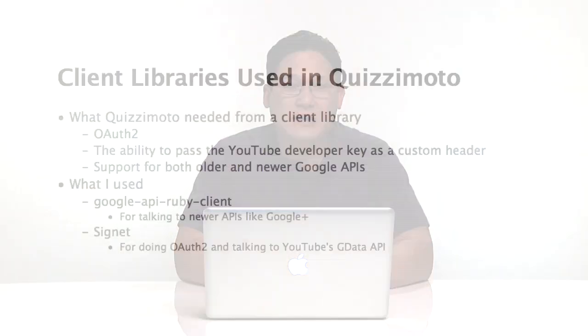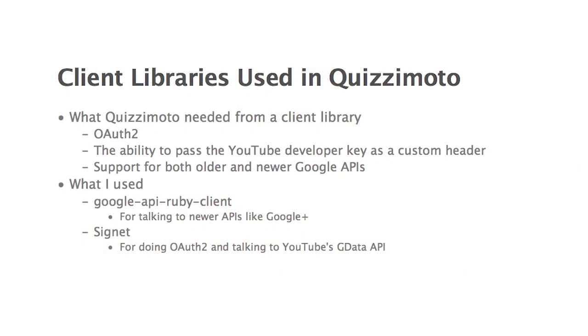Here's what Quasimodo needed from a client library. First of all, I needed OAuth2, and I needed the ability to pass the YouTube developer key as a custom header. I needed support for both older and newer Google APIs. Here's what I used. I used the Google API Ruby client for talking to newer APIs such as Google+, and I used Signet for doing OAuth2 and talking to older APIs such as YouTube's GData API.